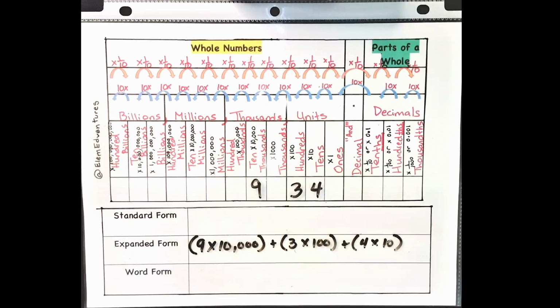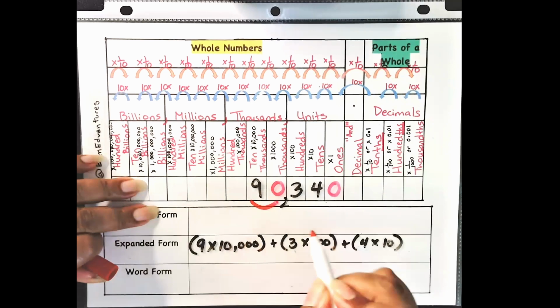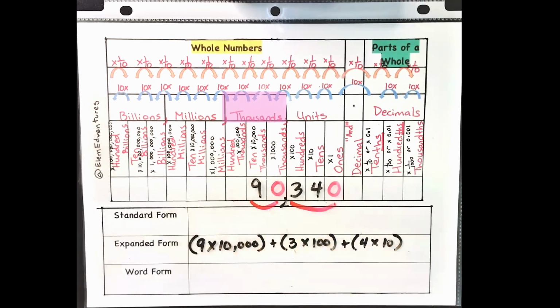Let's go ahead and fill in the gaps with 0. There were 2 gaps to fill in with 0, in the thousands place and the ones place. Now I can show what this number actually is. Let's use our arcs. Remember, our arcs separate the different periods in this number. The first arc is in the thousands period. The second arc is in the units period. And therefore, there's a comma in between the first 0 and the 3. The standard form for this number is 90,340.